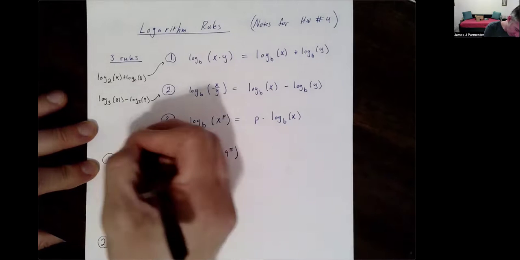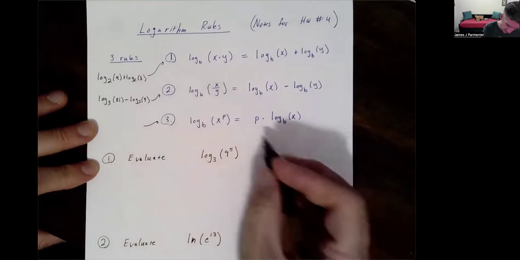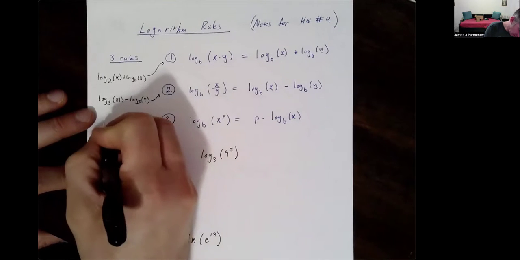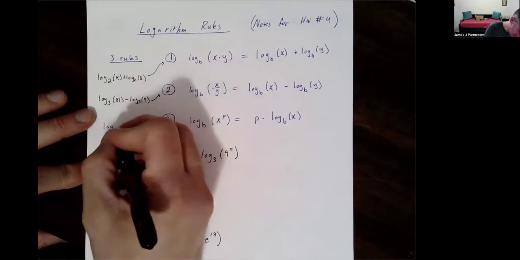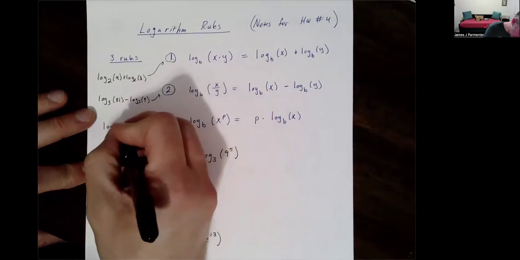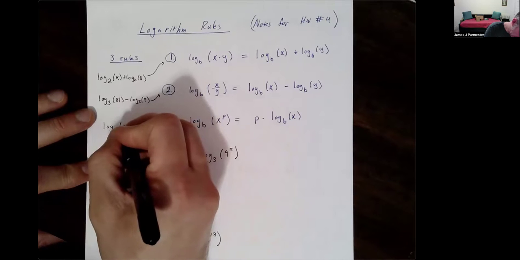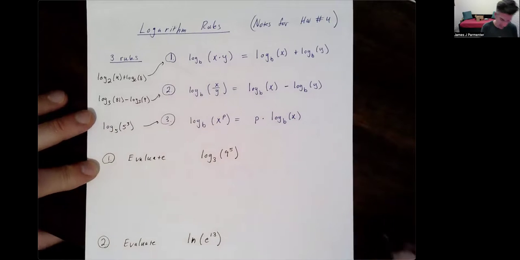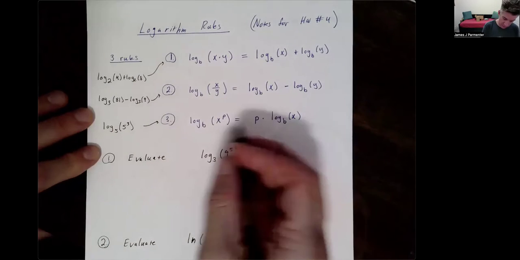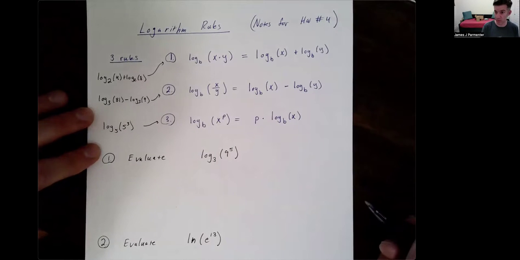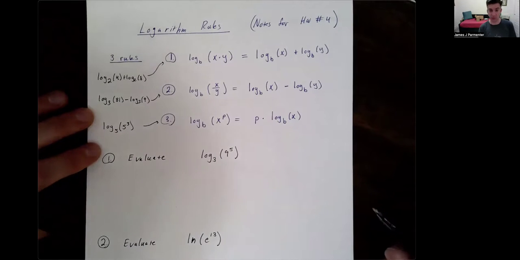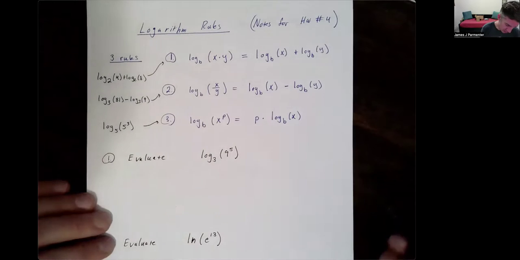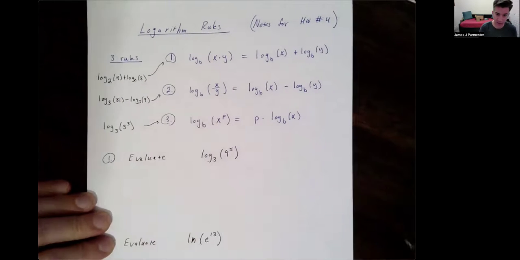And then thirdly, for this one, you can look at something like log base 5 of 5 to the third, and think about how that should simplify using this rule, or just what it should be using our logarithm knowledge. So I would encourage all of you to try that on your own.